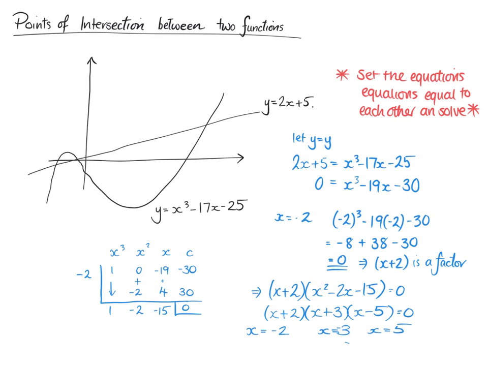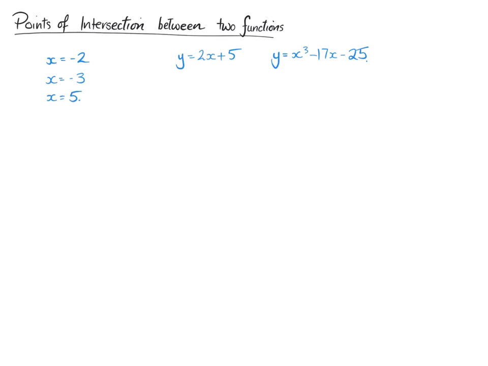However, we now need to find the coordinates for those. I've not quite got the space on here, so we'll go on to the next page. I've taken across the most important information. We've got x is minus 2, x is minus 3, and x is 5, and we've got our two equations. We want to find the coordinates, because points of intersection, POI, are always coordinates. When x equals minus 2, we substitute minus 2 into one of our equations. We're always going to pick the easier one.